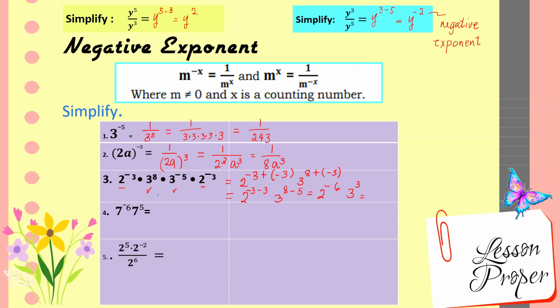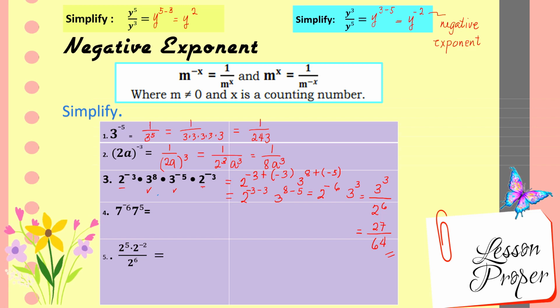Again, meron tayong negative exponent, so ilalagay natin yan sa denominator. So, this will become 2 raised to 6, and then 3 raised to 3. And 3 raised to 3 is 27, and 2 raised to 6 is 64. And this is our final answer.